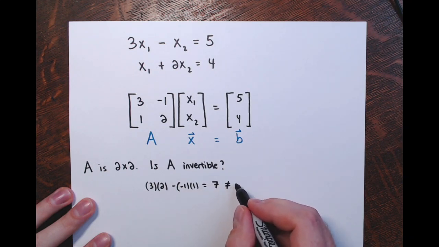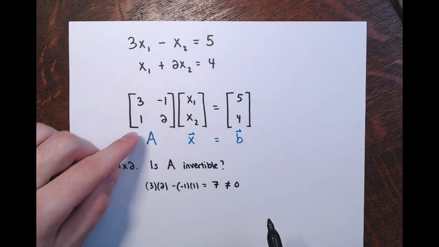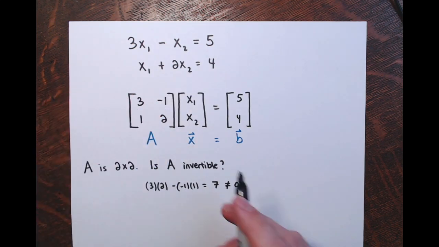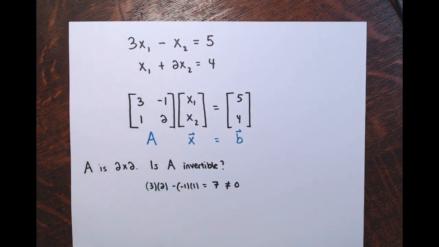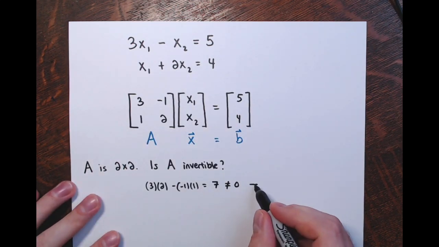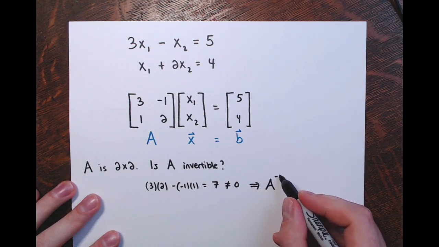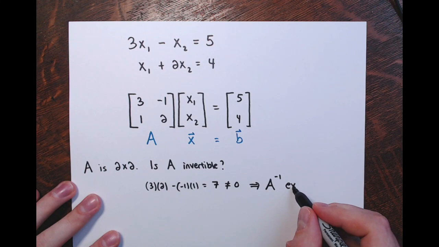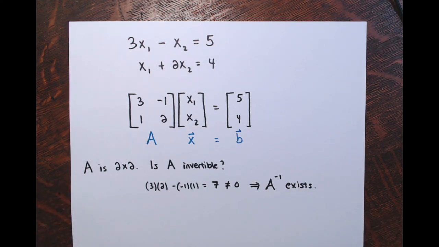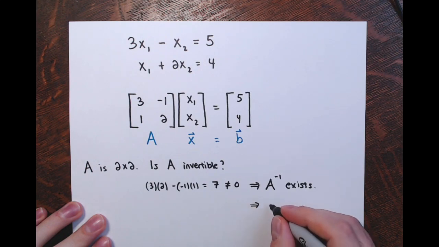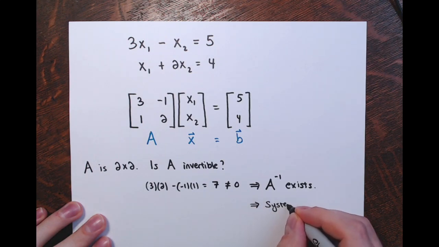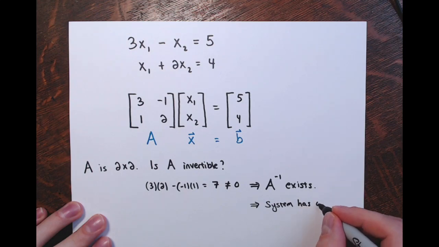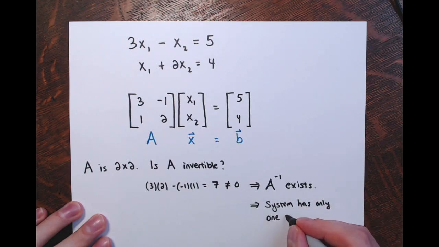And that expression, the 3 times 2 minus -1 times 1, the A times D minus B times C, if you remember that from last section, that's not 0. That means that A is invertible. A inverse exists. And if A inverse exists, that means this system is going to have exactly one solution. There's only one solution, and we're going to find it using the inverse this time.